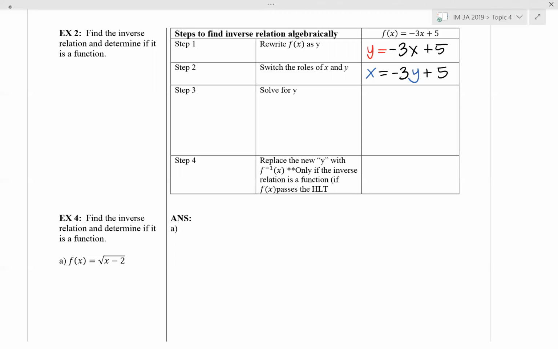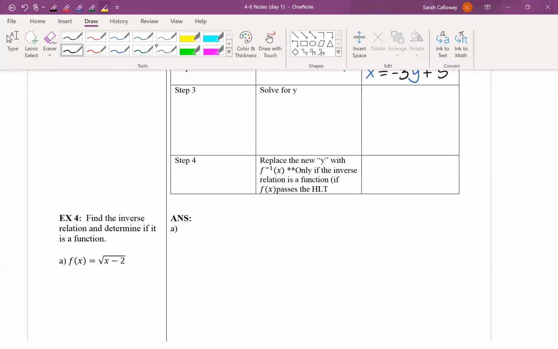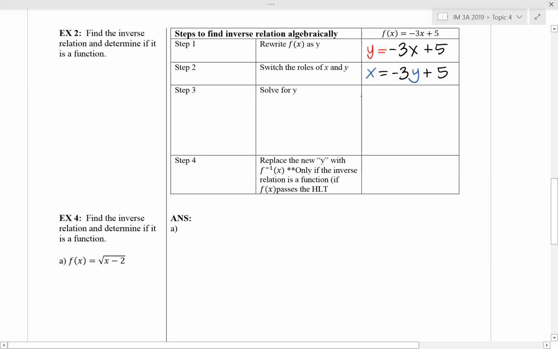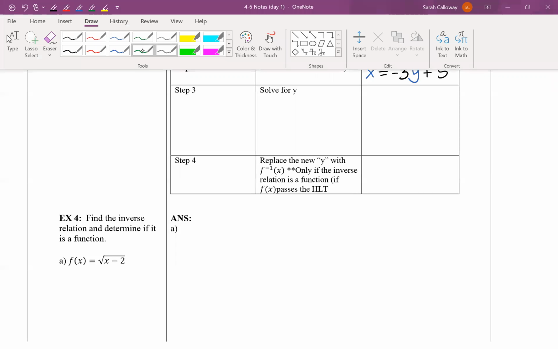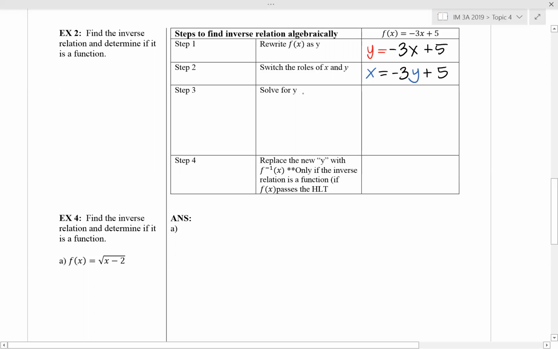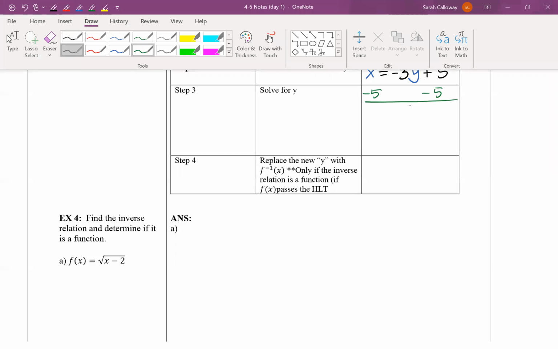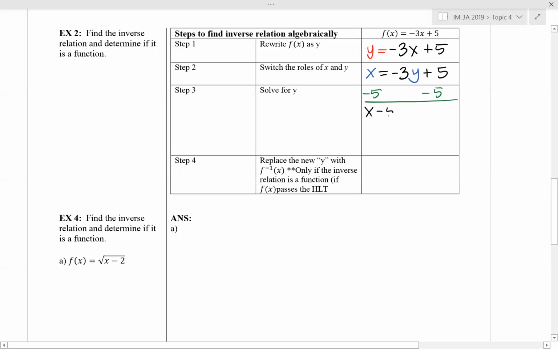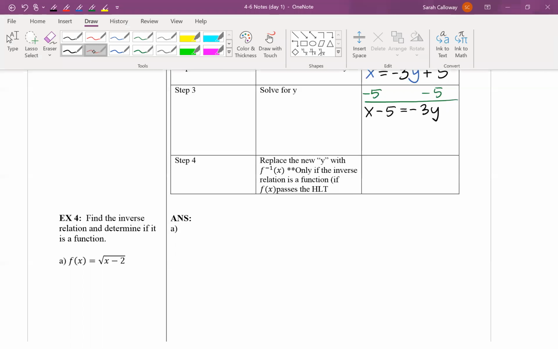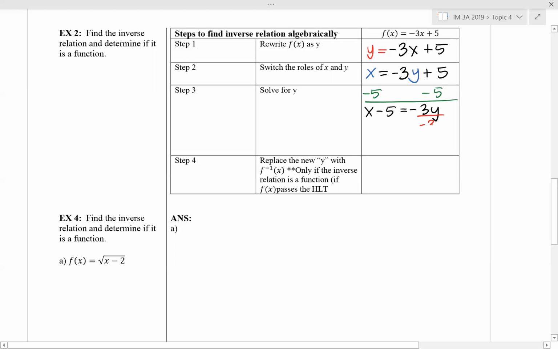In order to identify whether or not this is a function, I want to solve for y. So I'm taking the equation where I just switched the roles of x and y, and I want to isolate y. So I'm solving for y. I want to subtract 5 from both sides. Remember that this is just a reorganization, so it's unlikely that I will have any like terms to combine. So x minus 5 equals negative 3y. And then to get y by itself, I would divide both sides by negative 3.